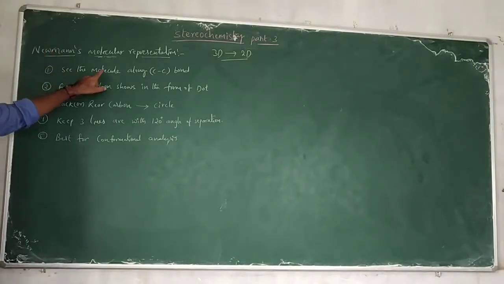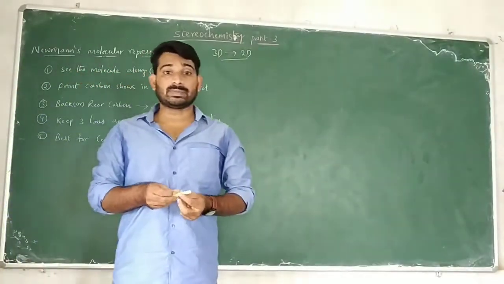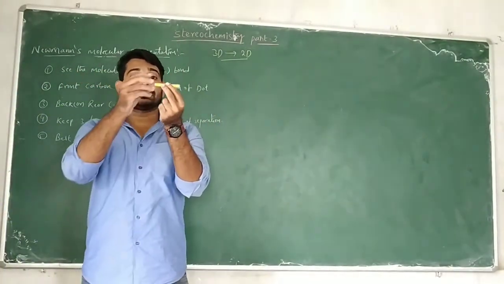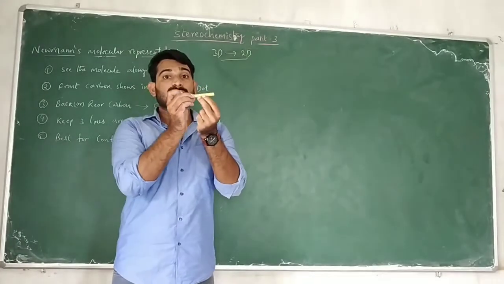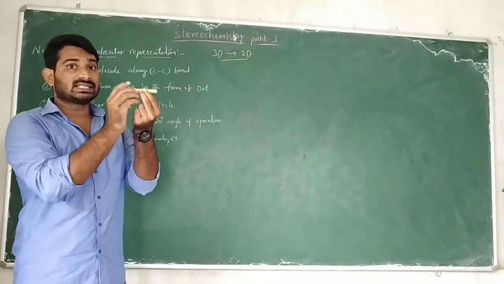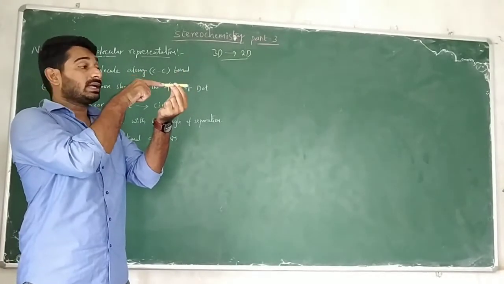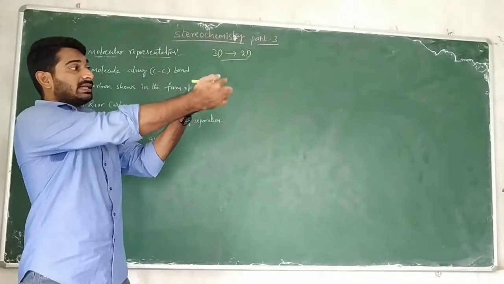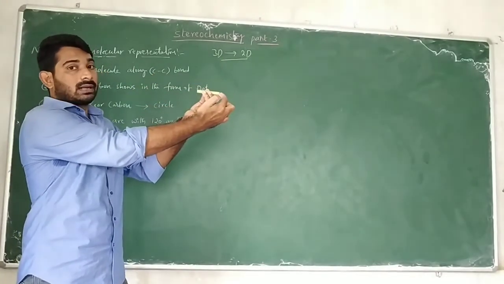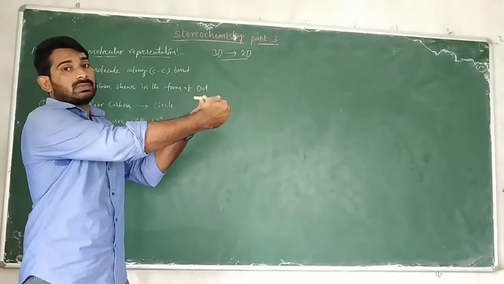In this model, we are seeing the molecule along the C-C bond. Imagine this is a C-C bond, with one end carbon and another carbon atom at the other end. In Newman's model, we see the molecule through the C-C bond, not in this way, but like this. That means this is the front carbon and this is the back carbon, also known as the rear carbon.